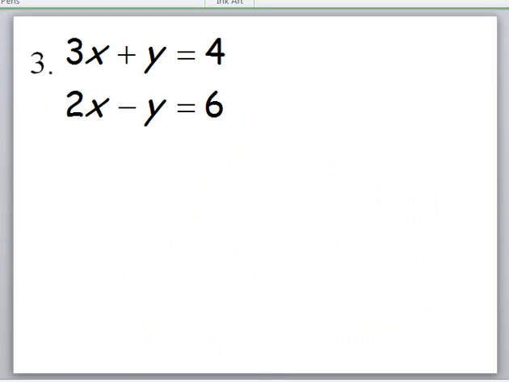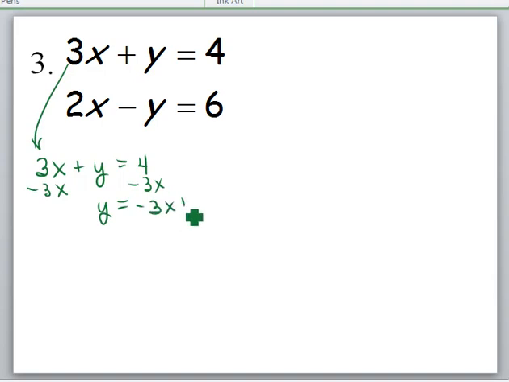Moving on to another example. Again, we don't have an equation that has y equals or an x equals, so I'm going to take this first one and I'm going to solve it so that it says y equals. I'm not picking the second one because there's a negative in front of the y, so it just is one extra step. So I've got a negative 3x plus 4. This is what my box is. This is what I'm going to replace y with.